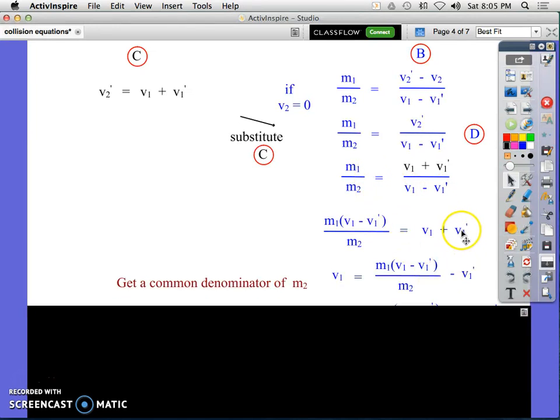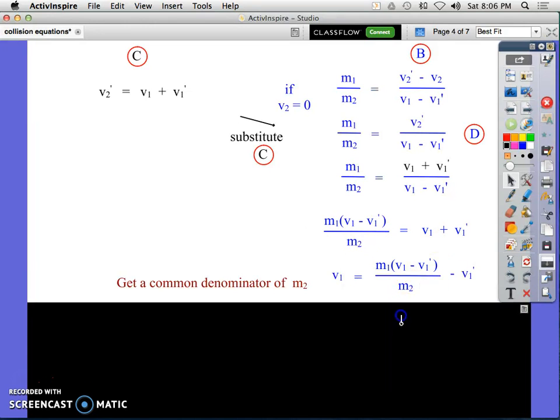And if I rearrange by putting v1 over here, and v1 prime over here, and then switch the whole thing around. So I took the v1 prime over here, and then I switch both sides. This is what I get. Now it's starting to look pretty close to what I've got. I can't do any more with this until I get a common denominator.